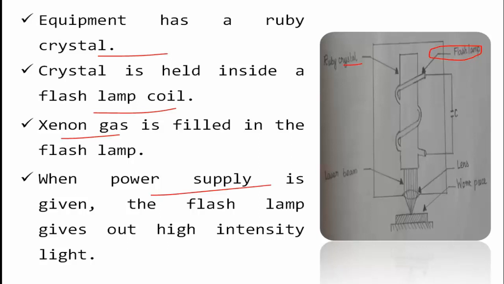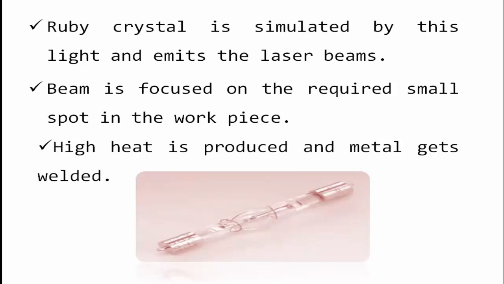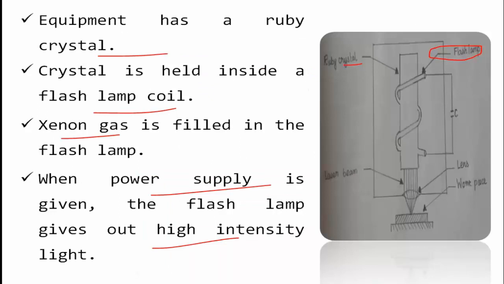When we give power to this setup and arrangement, the flash lamp gives out a high intensity of light. This light stimulates the ruby crystal, which emits the laser beam. The focusing lens helps to focus the laser beam onto a particular focal spot. The portion that needs to be joined is where the laser beam is focused, and it joins that particular material.